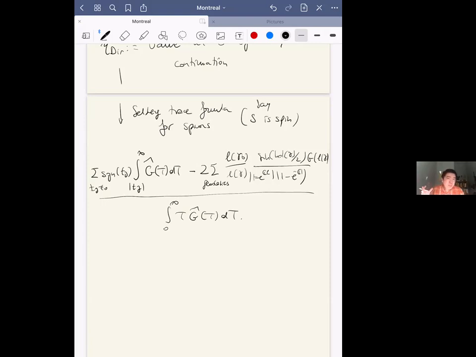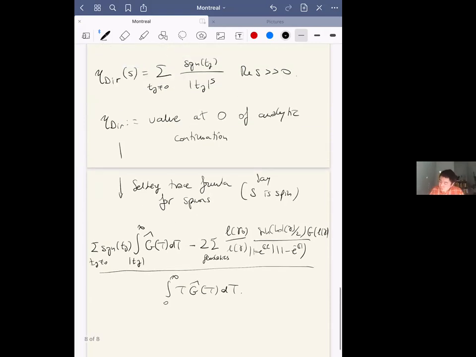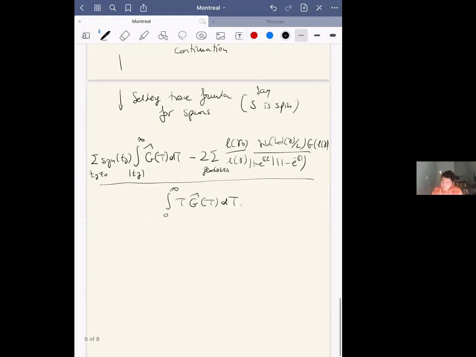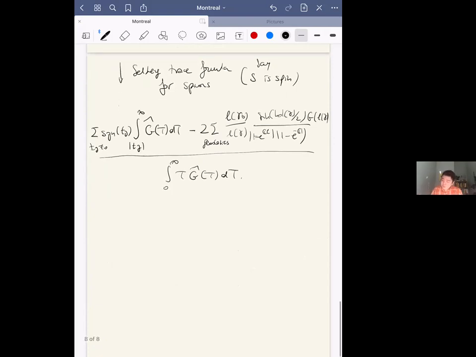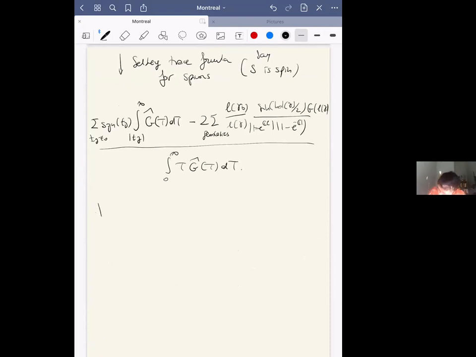Okay, somehow we made the problem worse because before we only had eigenvalues, but now we only have geodesics. The point is that these are infinite sums, but we can truncate them. And the point is that once you truncate them, you get very good approximations. Okay, so truncate the sums.